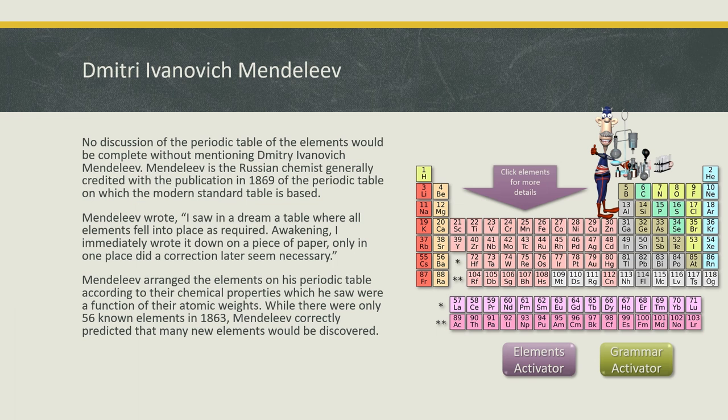Mendeleev arranged the elements on his periodic table according to their chemical properties, which he saw were a function of their atomic weights. While there were only 56 known elements in 1863, Mendeleev correctly predicted that many new elements would be discovered.